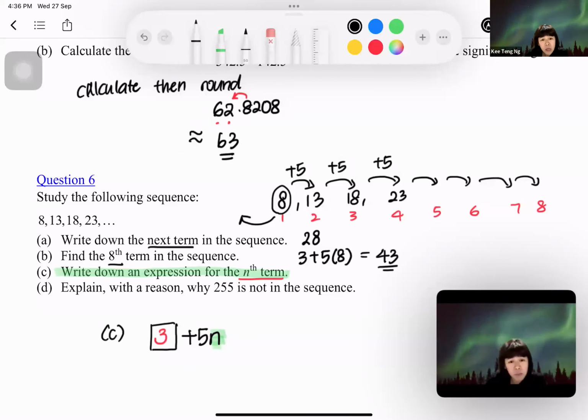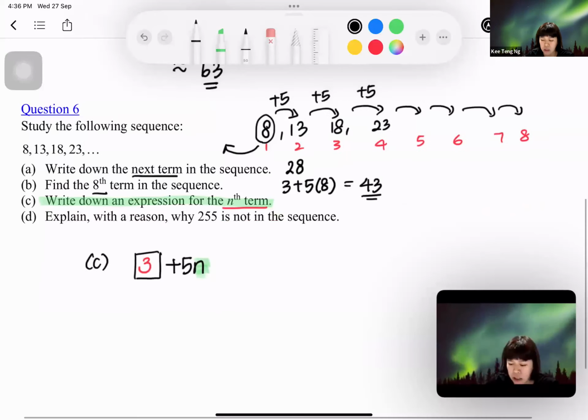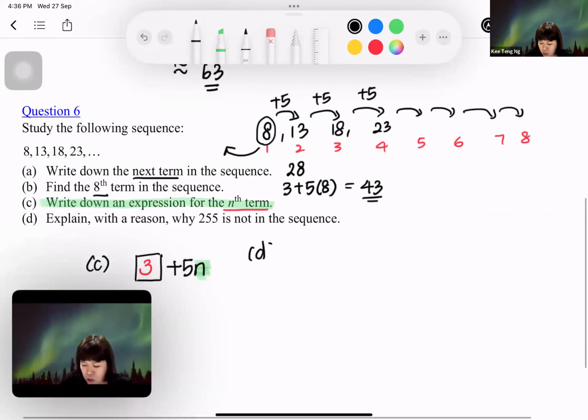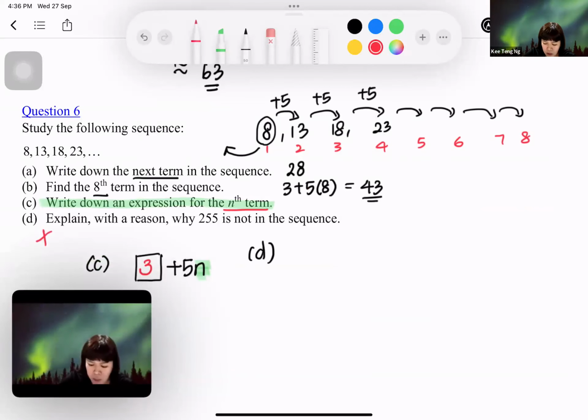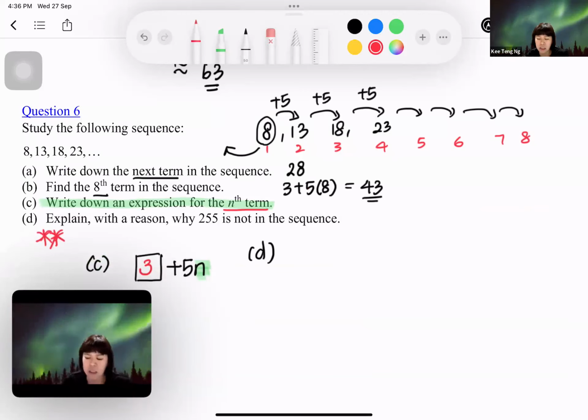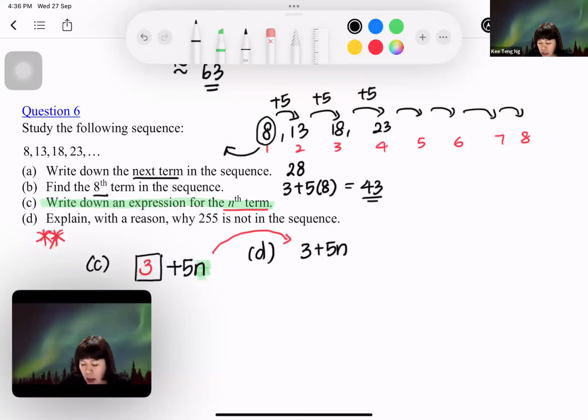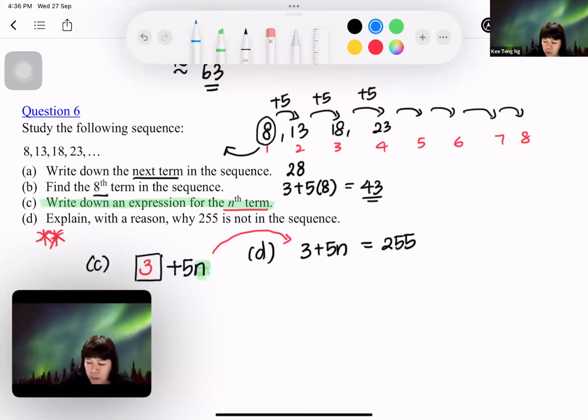Right, then explain with a reason why 255 is not in the sequence. This one is very important. So in order to do part D, please put a star, star, star. Okay, why is this in the sequence or not in the sequence? What do we need to do? We need to use this number over here. Given that our formula is 3 plus 5n, I take it equal to 255. My objective is to find n.